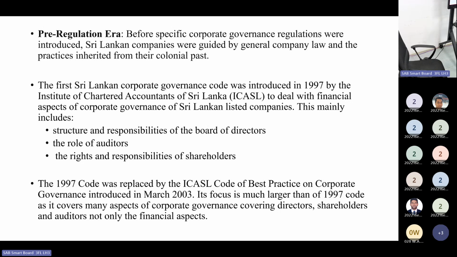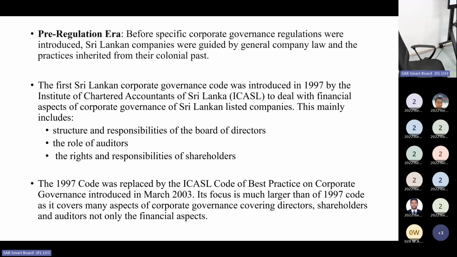In that one, they were mainly concentrated on the structure and responsibility of the board of directors, what the auditor is supposed to do, and the rights and responsibilities of shareholders. So in 1997 CA Sri Lanka introduced a code. That code was covering this, right? Financial aspect means the board's behavior impacts financial usage, that is why it is called the financial aspect. So they were focusing on these three: structure and responsibility, role of the auditors, and rights and responsibilities of shareholders.